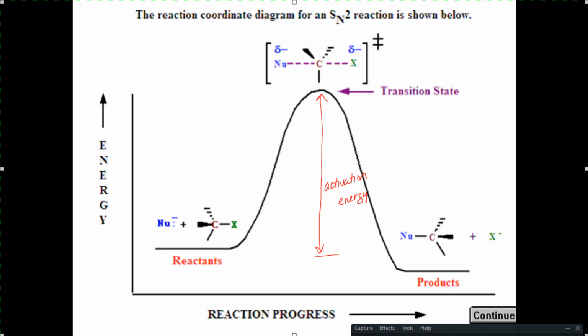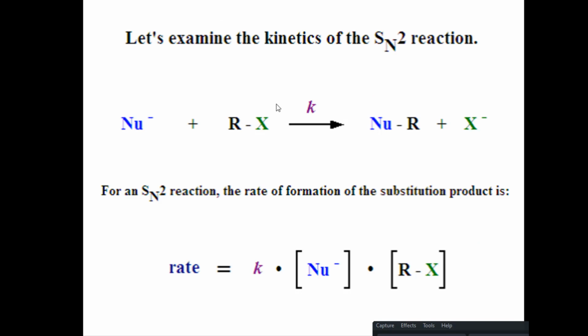And that activation energy, the bigger the activation energy, the slower the reaction, and we'll review that in a few minutes as well. Okay, so now if we take a look at the overall reaction, let's talk a little bit about the kinetics, and then we'll go back to the stereochemistry of that mechanism. So this is going to be a review of general chemistry, probably general chemistry from a long time ago.